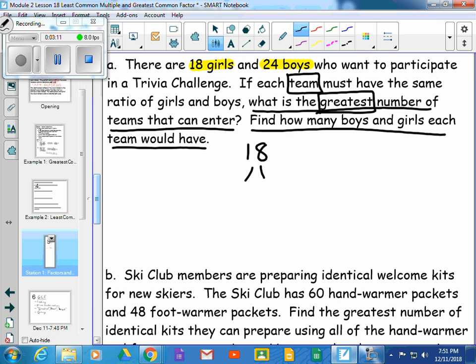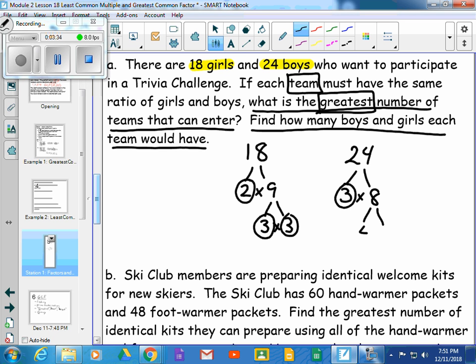So I'm going to start with 18. I'm going to break it into 2 times 9. 2 is prime, 9 is not. 9 can be broken into 3 and 3. 24 can be broken into 3 and 8. 3 is prime. 8 can be broken into 4 and 2. And the 4 can be broken into 2 times 2.